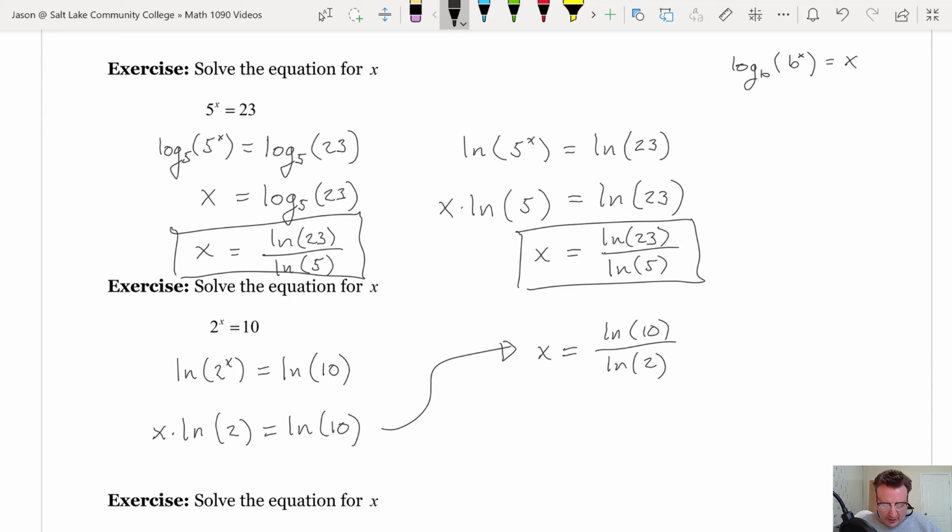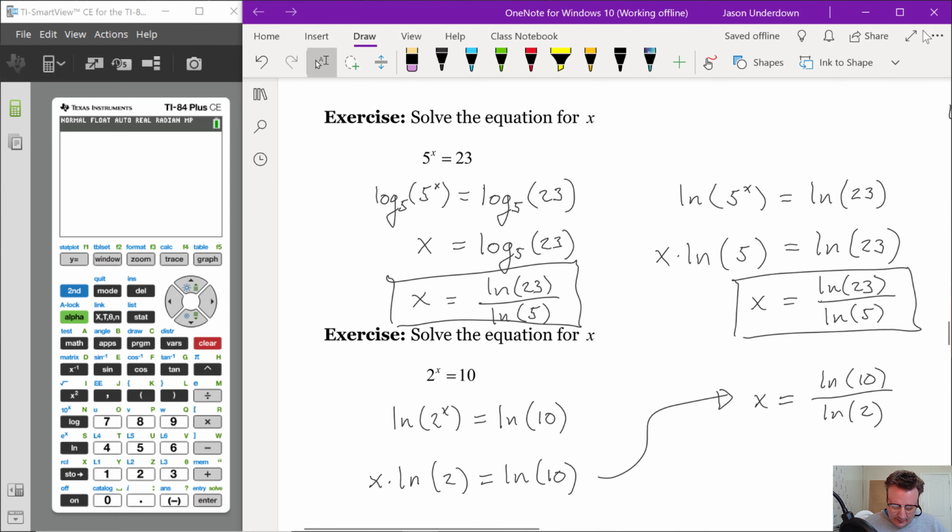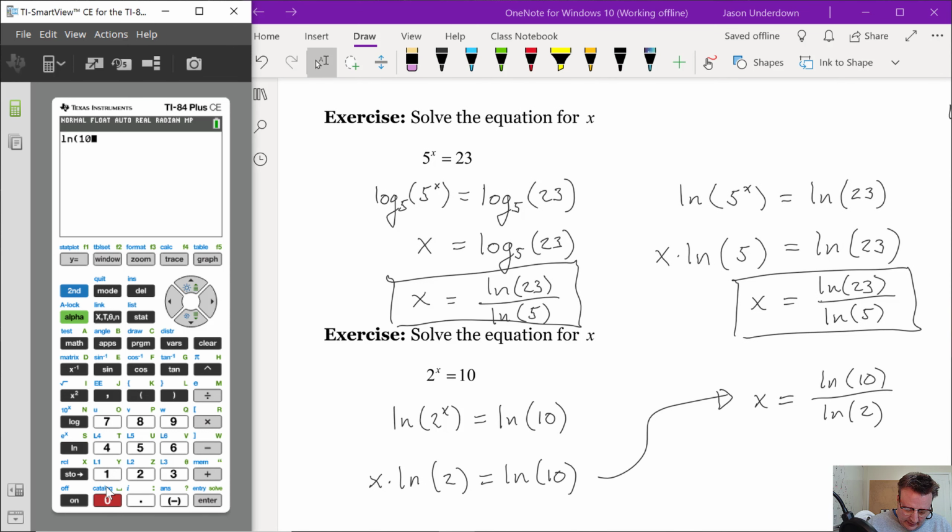Okay, and what do I mean by checking our work? Well, I mean this. Let's punch this into the calculator. We want to take the ln of 10 and divide that by the ln of 2. We get about 3.3219. So let's check. Does that solve our equation? So 2 raised to that power is, yep, indeed, it is 10. Okay, so you can always check your work that way.